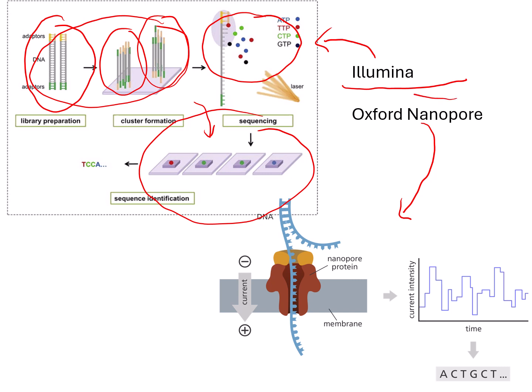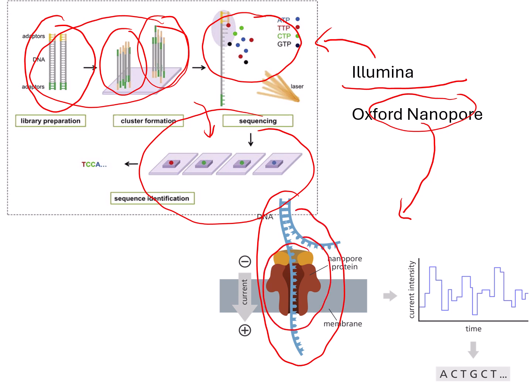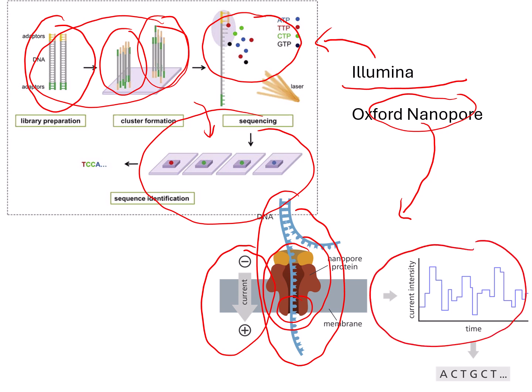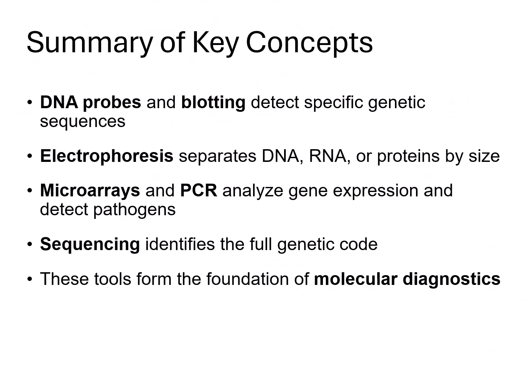In the Oxford Nanopore, this is kind of cool. We're going to measure current change as the nucleic acid passes through a tiny nanopore membrane that has a voltage applied. And each base, as it passes through the membrane, makes a unique change in the ionic current, and we can get that readout to determine the order of bases in that DNA. Let's do a quick summary of our key tools.